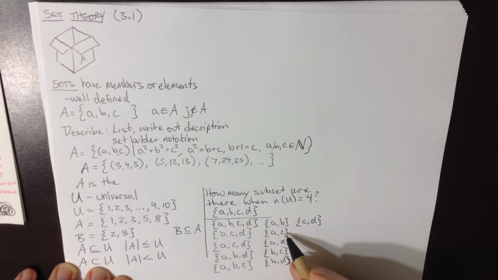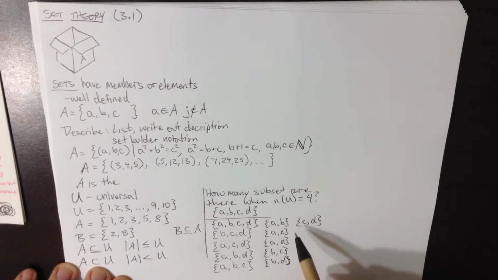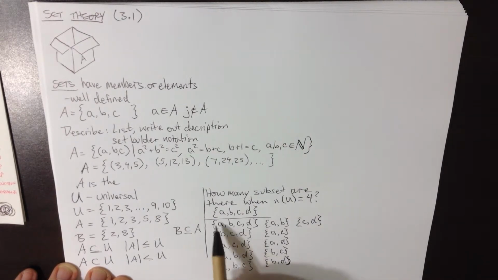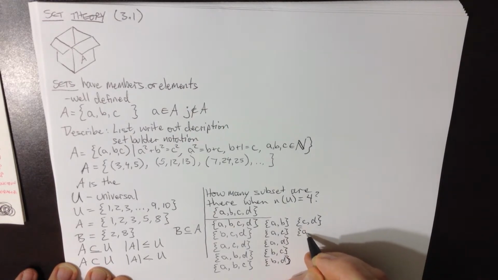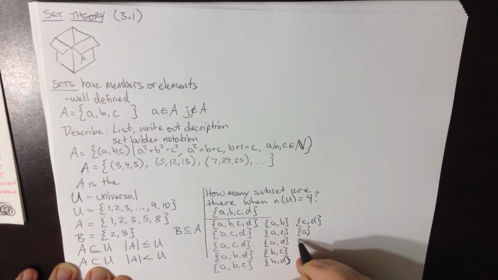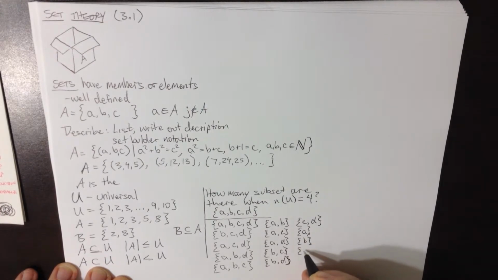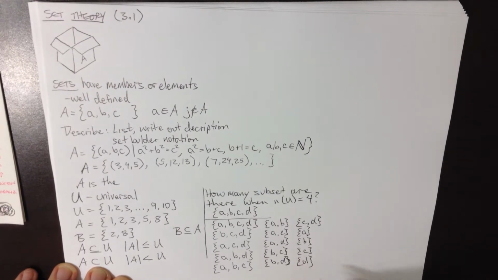Okay, so 1, 2, 3, 4, 5, 6. 6 subsets of size 2, and then how many subsets of size 1? Well, you're going to have 4. A, B, C, and D. Is that it?